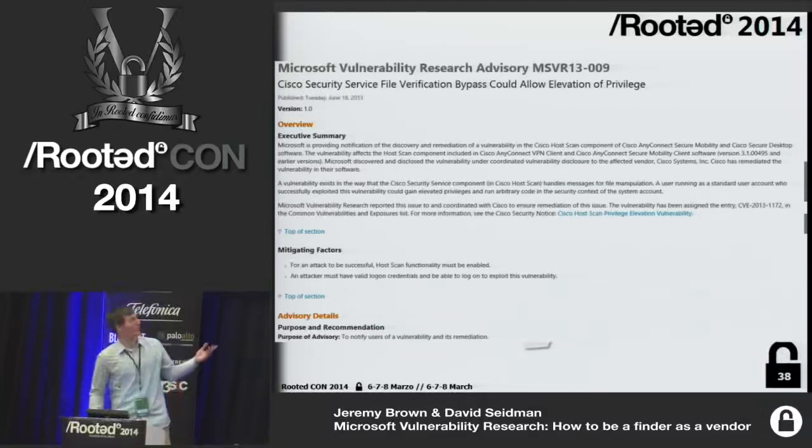So this is an example of one of the vulnerabilities pages, an advisory from Microsoft. This was a Cisco security service found by, I think, Tom Gallagher. I'm not really sure. But this is an example of what the advisory looks like on the Microsoft website.